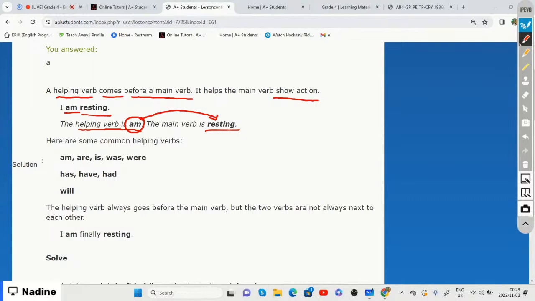And if we identify the most common helping verbs, right? Then the most common helping verbs are words like am, are, is, was, were, has, have, had, and will. These are our common helping verbs, and these are the words that help the main verb to show action, and this usually comes before the main verb.